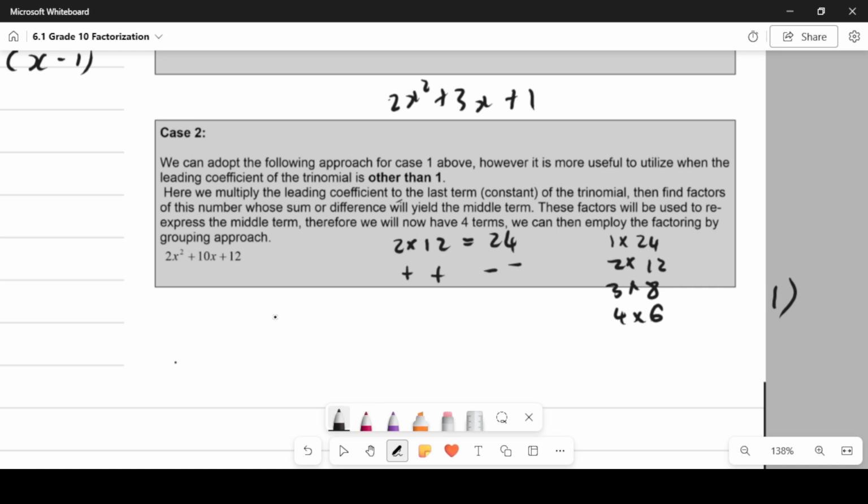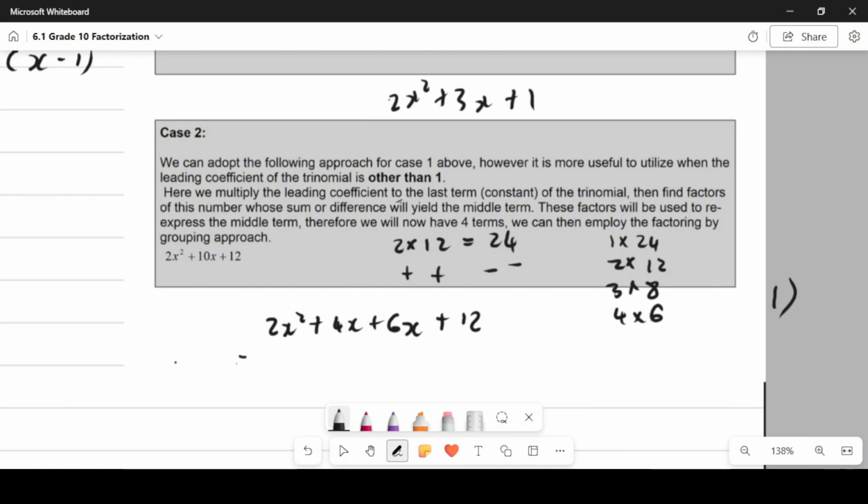So therefore, to put some clarity to this, it'll be 2x squared plus 4x plus 6x plus 12. Right? What I just said is that when these two terms multiply together, the 4 and the 6 will give you the positive 24, but when added together will give you that middle term. So this is why it's very important that we follow our rules. If there was a negative here, then one term has to be positive, one term has to be negative, and we follow all of the rules that we use from case 1.